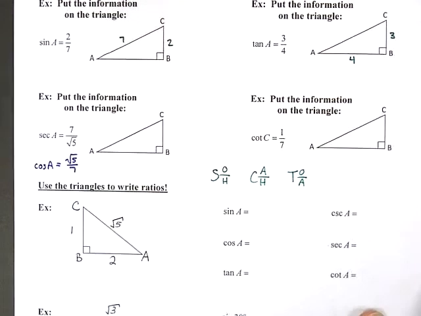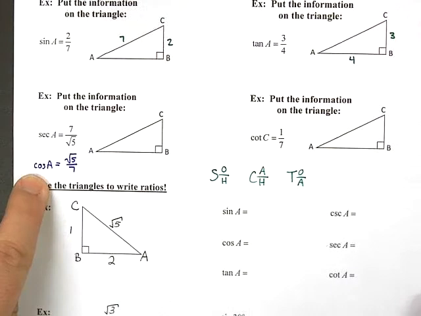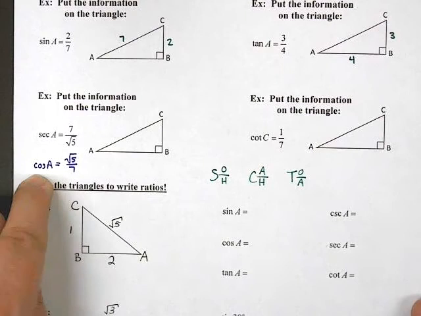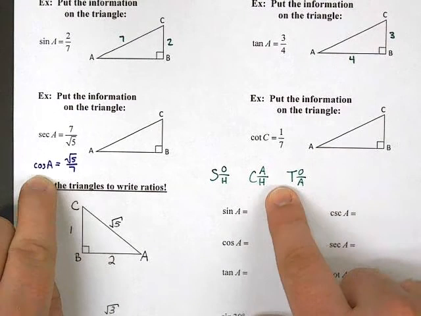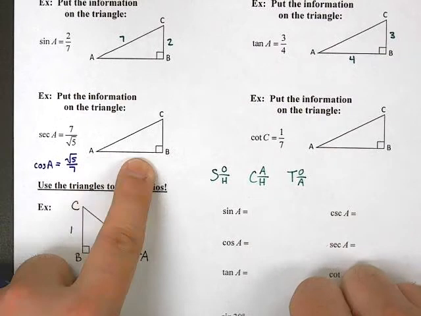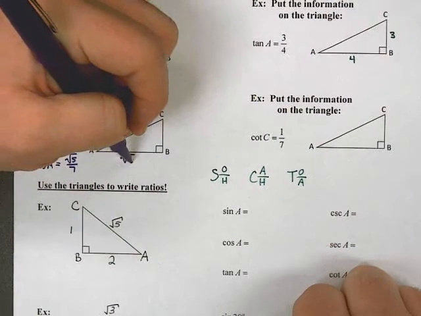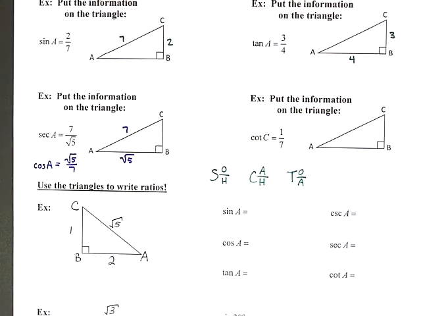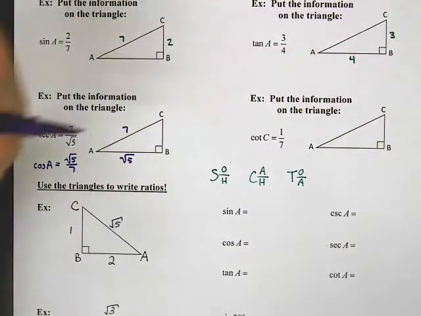Okay, now I know that my cosine has to be root 5 over 7, and cosine is adjacent over hypotenuse. So here's angle A. Adjacent leg is right here, so this is my radical 5. Hypotenuse is 7, and I am done. Same thing I would say on this next one.